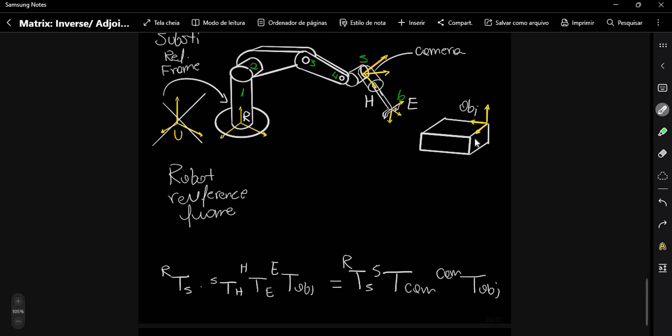And now for this system of the robot, in order to perform this task of observing this object, we can write a transformation of the fifth link in relation to the frame R. So it's a transformation of the fifth frame in relation to the frame R. And we are writing a transformation of the frame H in relation to the fifth link.